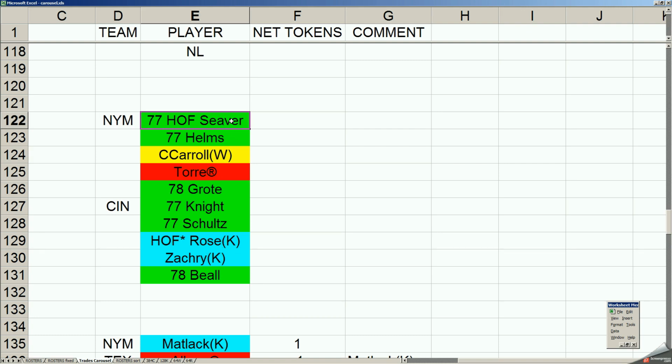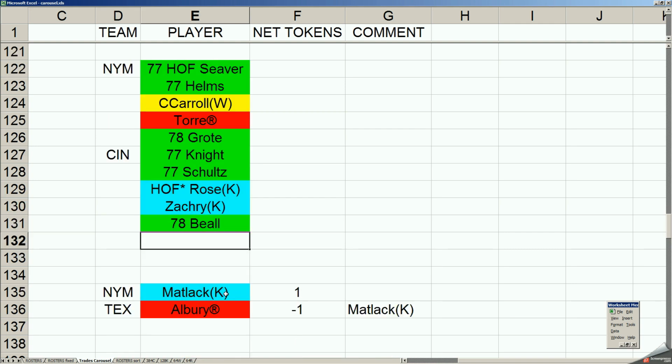Because Seaver's going to be there for at least 5 years, if not longer. And Rose has only 2 more good years left after Cincinnati, 79 and 81 in Philadelphia. And then after that, it's kind of yucky. That's the blockbuster in the National League. Mets aren't done dealing, though. They are going to do a lot of dealing.